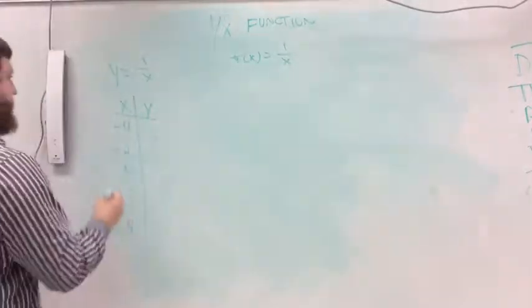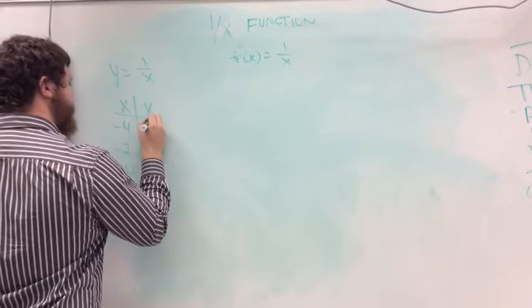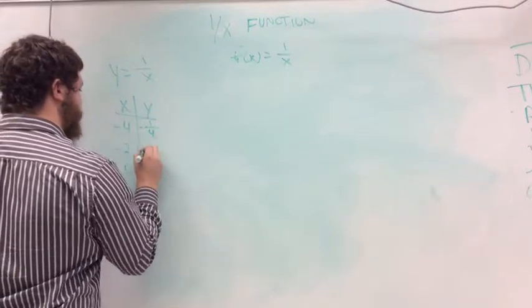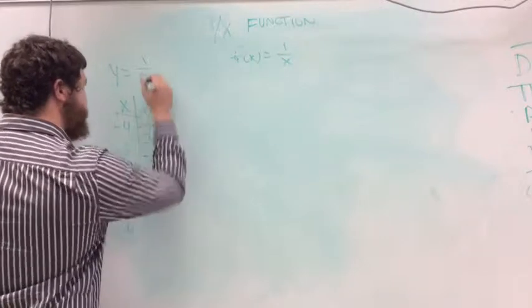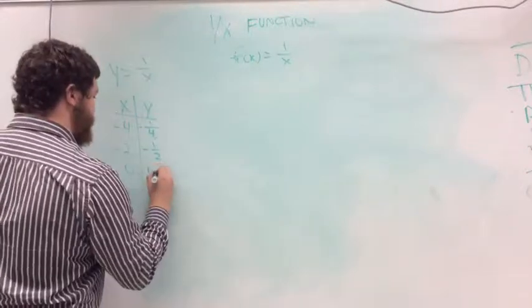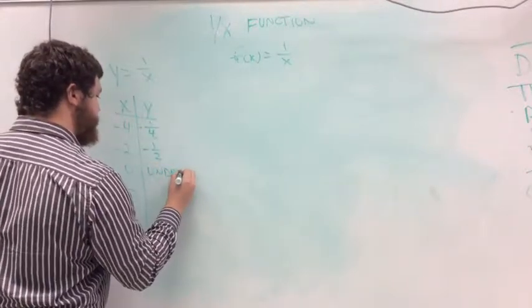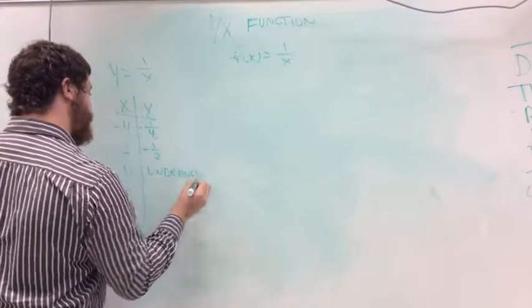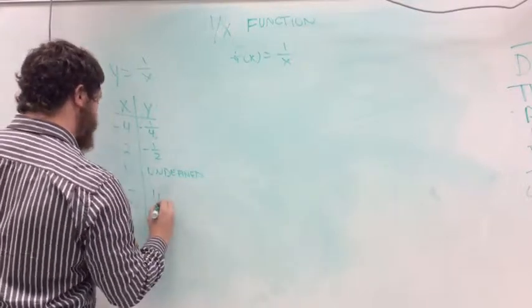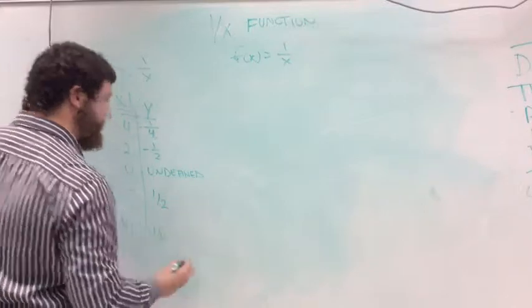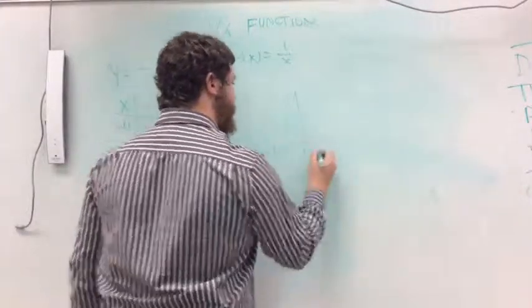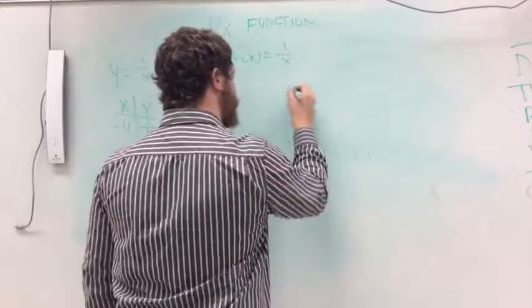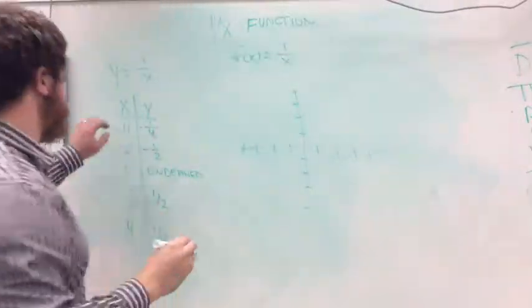Graphing those. What is 1 over negative 4? Negative 1/4. 1 over negative 2 is negative 1/2. 0, what is 1 divided by 0? It is undefined. Okay, so there's nothing there. What is 1 over 2? 1/2. 1 over 4 is 1/4. Now this is the one we're going to start adding stuff. Okay, so we'll do 1, 2, 3, 4.